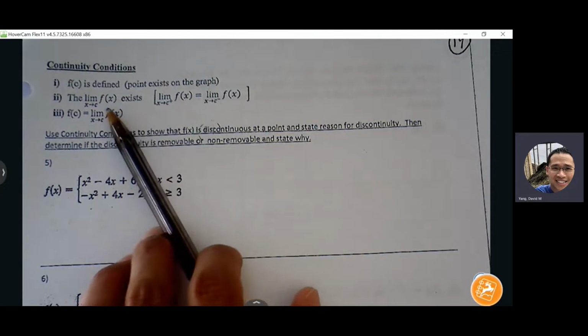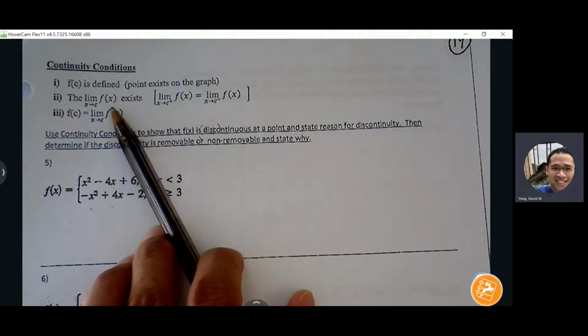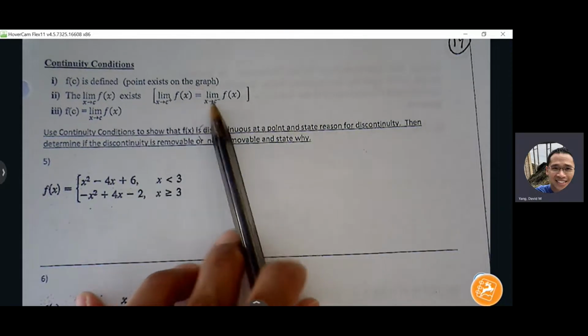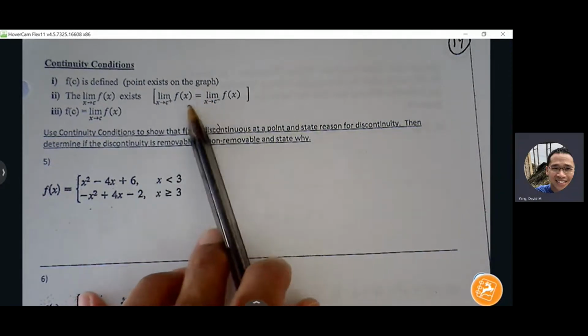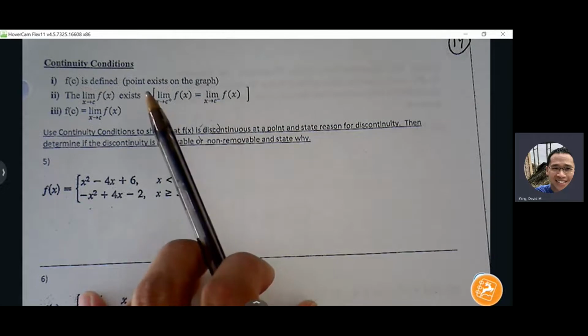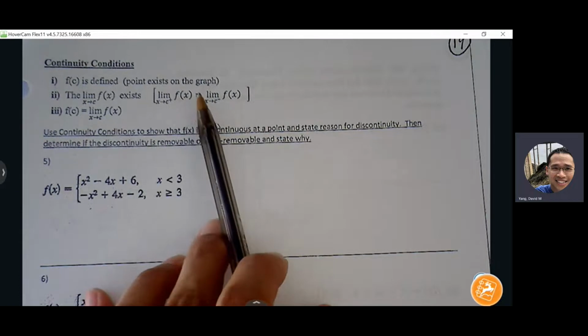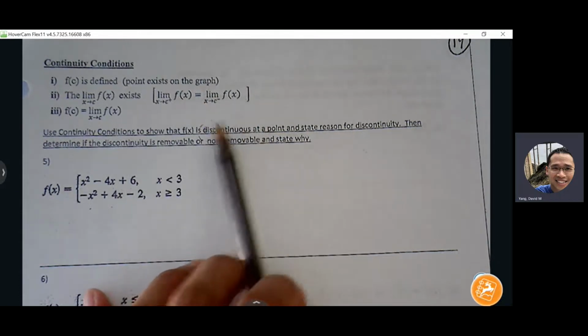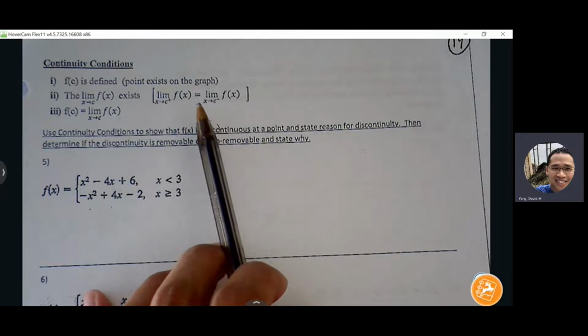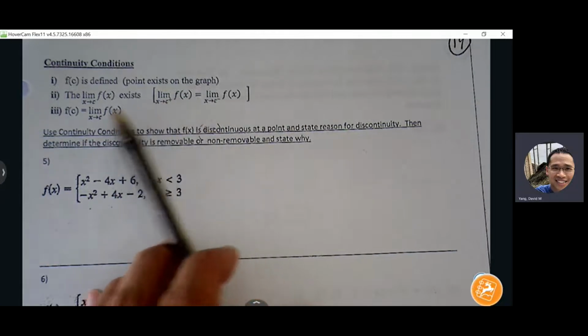Second condition is, does the limit exist? Now, if you're dealing with just one function, you can just find the limit of that one function, and you can find whether the limit exists or not. However, if we have two separate functions on either side of our target, we're going to have to rely on one side of it, and we're going to see some of that with our piecewise function. Either case, we come to the conclusion whether the limit exists or not. If it doesn't, we stop and we know what type of discontinuity we're dealing with. But if it does pass, then we go to the third condition.